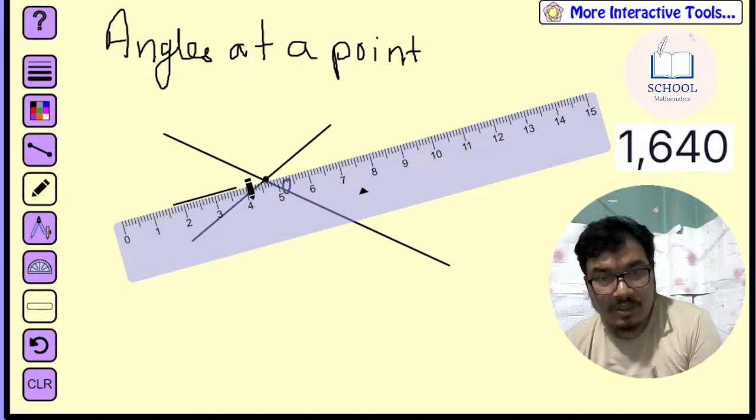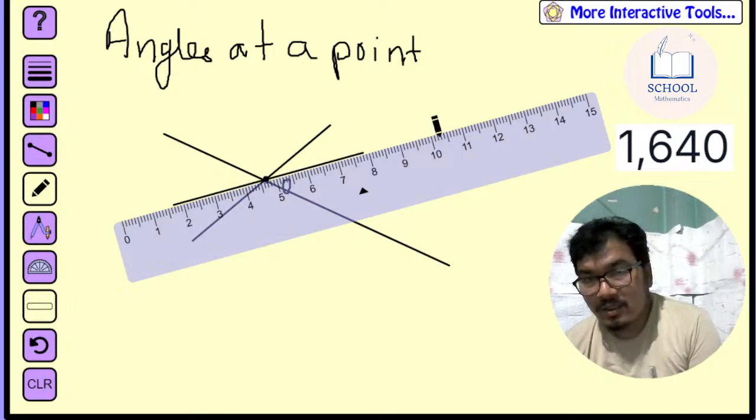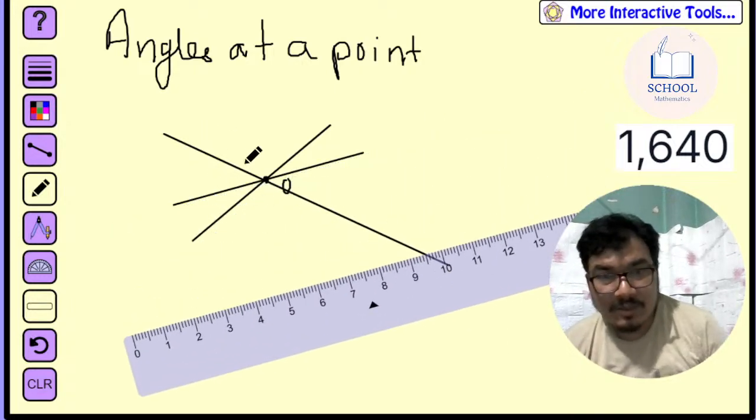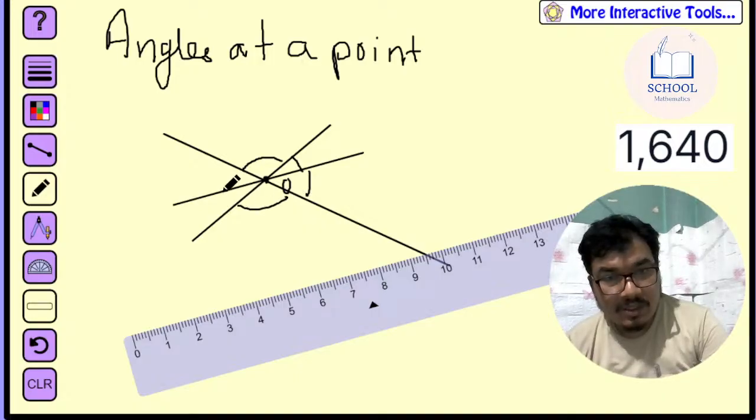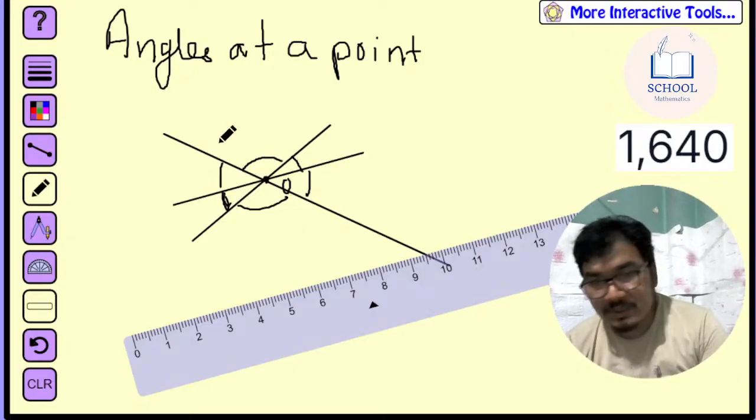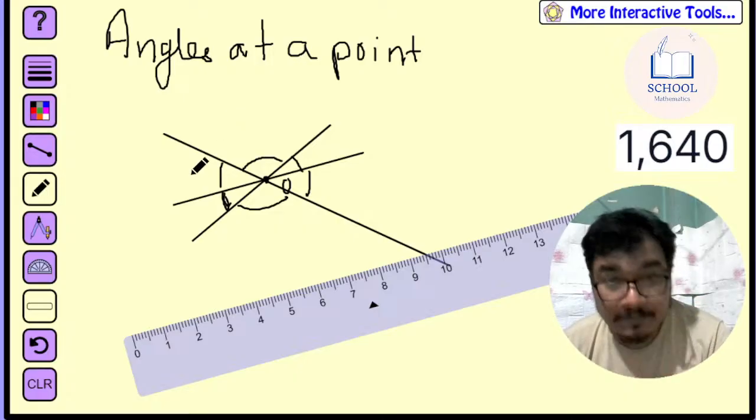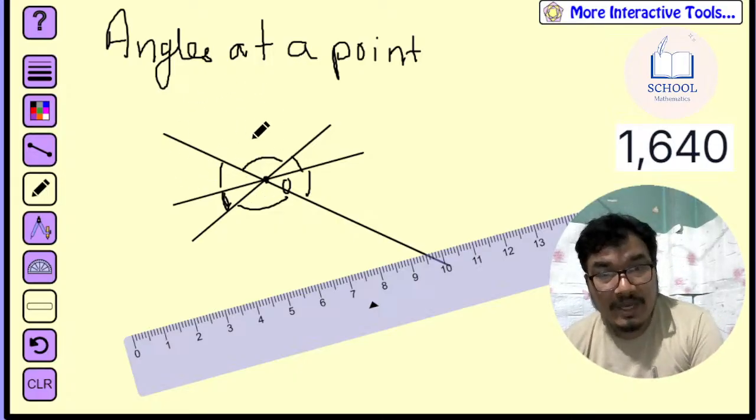Join it, right? There are so many angles formed there, and when you find out the angles, this one and this one and this one, right? This one, this one and this one. Okay, how many angles are formed there? 1, 2, 3, 4, 5, 6. Six angles are found, right? And when we add all these angles, it will provide one complete circle, right?